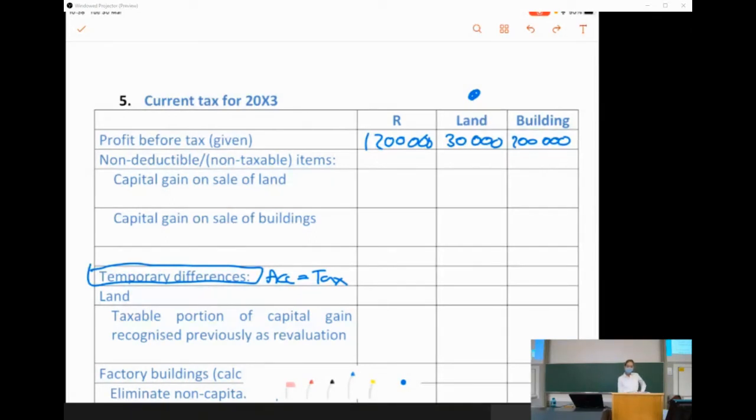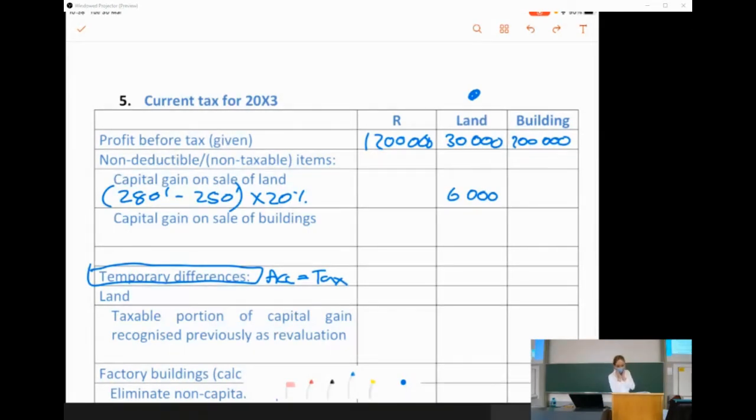So therefore, capital sale on land, the difference between the 280,000 and the 250,000, so that was my accounting profit for the year, the 30,000. Okay, so 20% of that is exempt. So I'm deducting that 6,000 here. So I'm effectively going to break up the 30,000 into my permanent differences and my temporary differences.